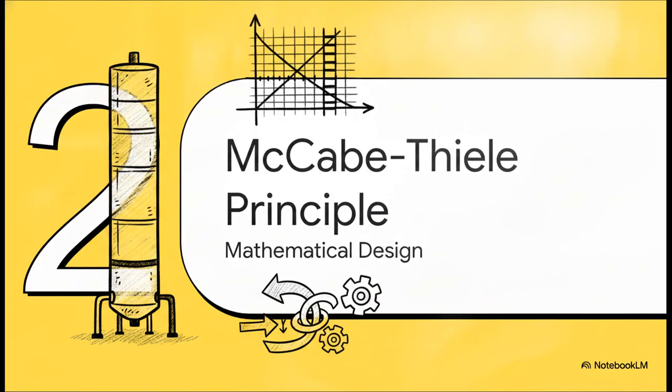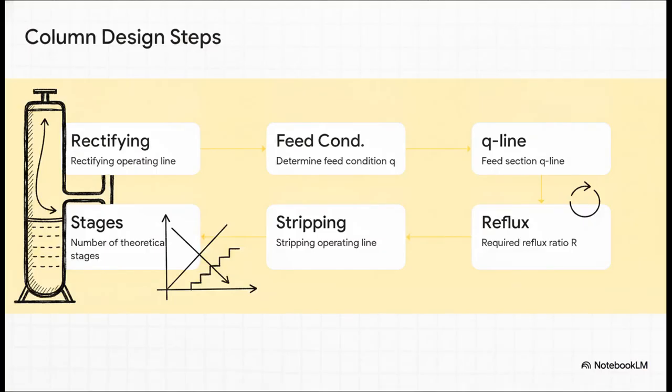Which brings us right to section 2, the McCabe-Thiele principle. We've got the physical layout down, so let's look at the ultimate mathematical cheat code for column design. If you want to design a column to hit a highly specific purity target using McCabe-Thiele, you have to systematically nail down these 6 elements.